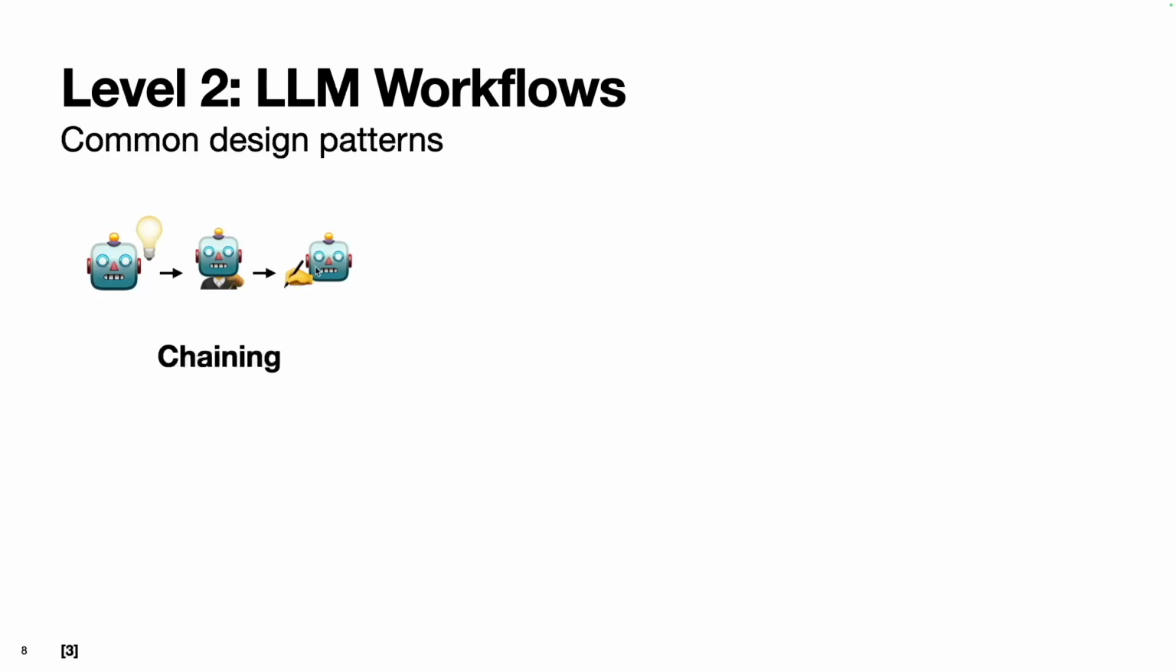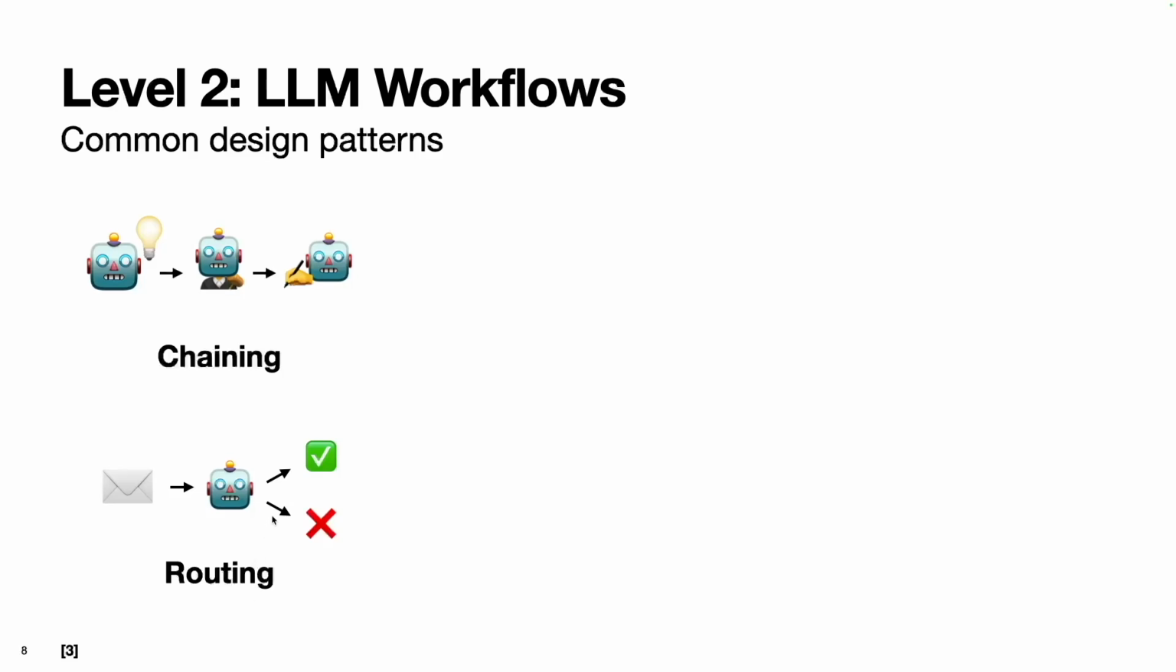And then you have a third module that writes the first draft of that blog post. And again, you could probably have a single model do this, but it probably wouldn't perform as well as a system that breaks it into more specialized roles. Another common design is routing.